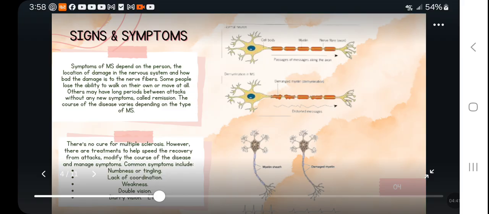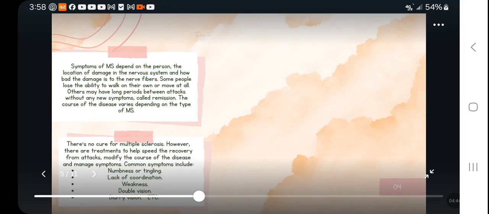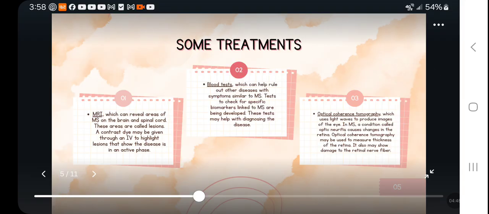You can just tell that the messages are not being sent right because the myelin is not good. So here are some treatments. The first one is an MRI, which can reveal areas of MS on the brain and spinal cord. These areas are called lesions. A contrast dye may be given through an IV to highlight lesions that show the disease is in an active phase. So then I have a picture of what the MRI looks like. It looks like a big donut.